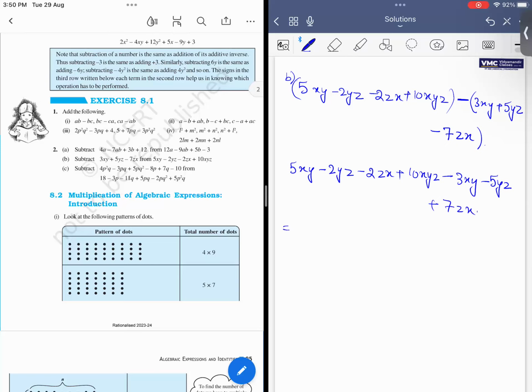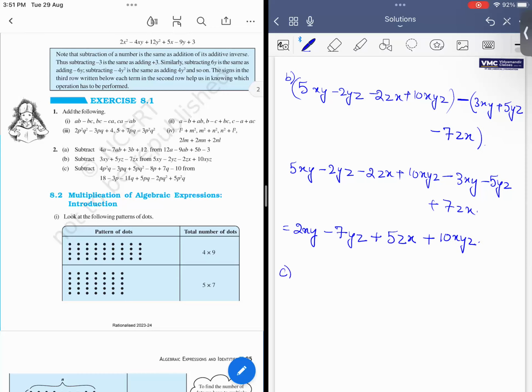So 5xy and minus 3xy, so it is 2xy. Minus 2yz minus 5yz, that is minus 7yz. Minus 2zx plus 7zx, so plus 5zx. And I hope you all are good at integers and do not make mistakes. And plus 10xyz has no other like term, so it will just remain like that.